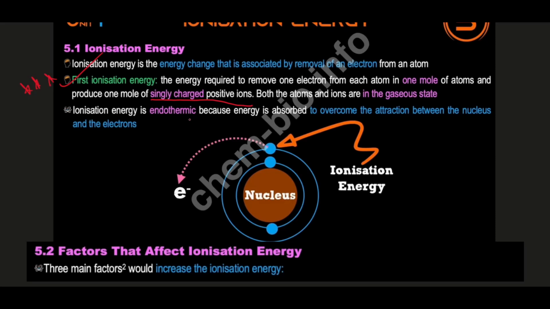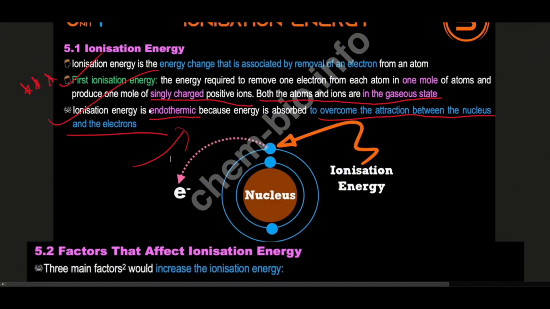Why singly charged? Do you know that? Because one electron is removed. And the condition here is that both the atoms and the ions produced must be in their gaseous state. Am I clear? And ionization energy is endothermic because energy is absorbed to overcome the attraction between the nucleus and the electrons. I think you know that. Obviously, you learned what endothermic is in unit 2, so I guess I don't have to explain that one. That means ionization energy will be positive or negative?